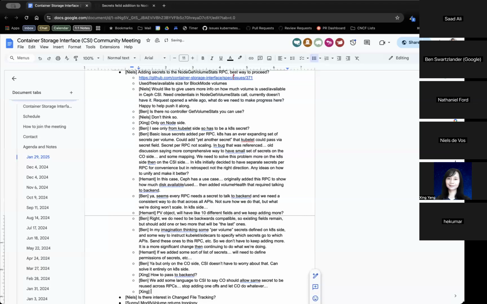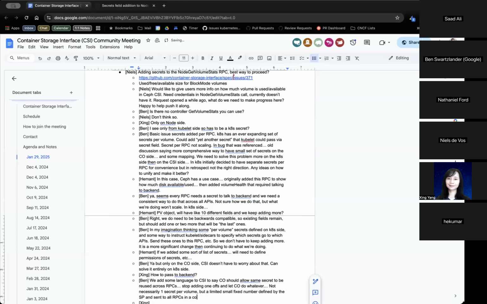Well, and not necessarily one, it could be two or three. There is room for multiple types of secrets that are used for different types of things, but it should be a small fixed number defined by the SP, and they should just be sent to all of the RPCs in a consistent way.